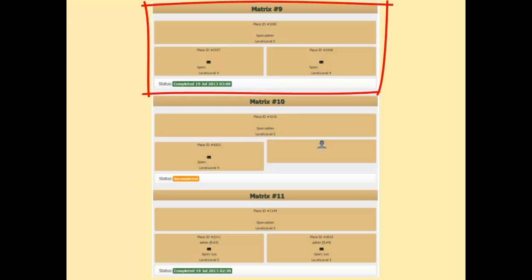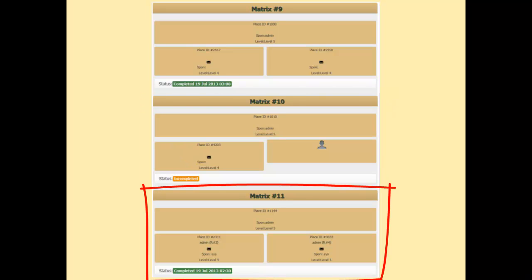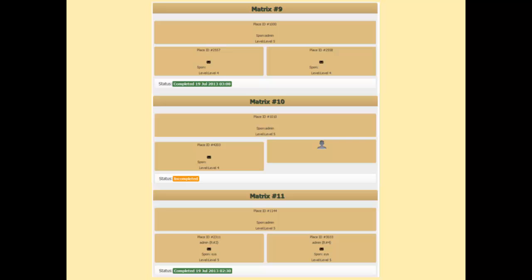You'll see that matrix number 9 has filled. The status is completed. Matrix number 10 is not completed, but matrix number 11 is completed. Now you may be going, I don't understand this. Now, yes, in a company force matrix, it would all go one after the other. But when it is a force matrix, you never know. I'm going to show you.